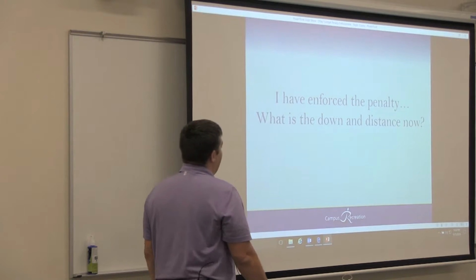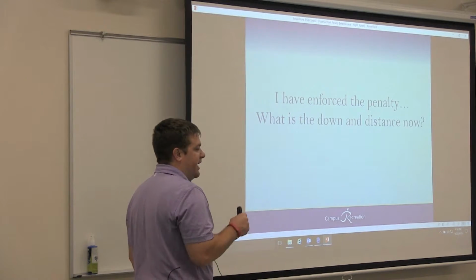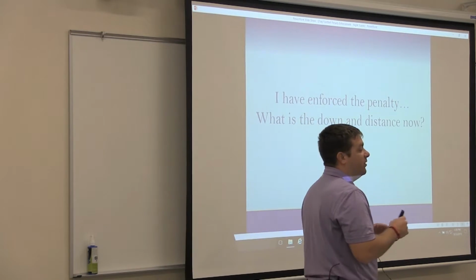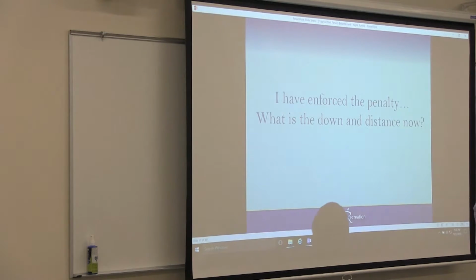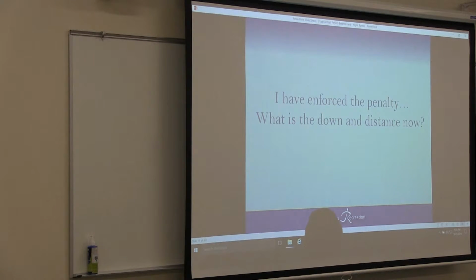All right, so I've enforced the penalties. Now what's the down and distance? So now we're digging a little bit deeper. For us, to get a first down, you've got to go 20 yards or a zone. So you could have first and 1 yard line to gain, or you could have first and 20 to gain, or more than that, depending on how many penalties you have. But we go by zones.